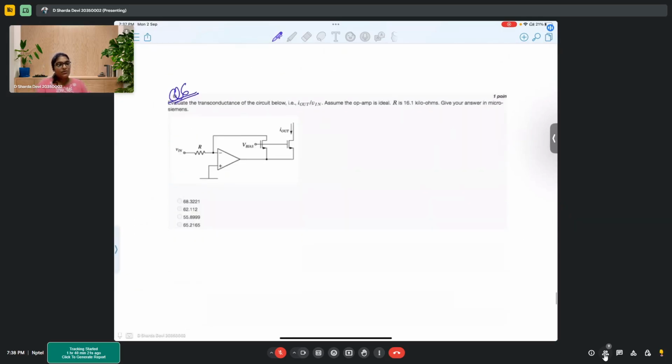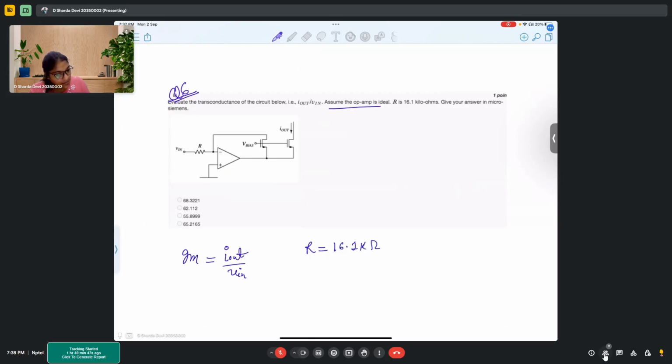So in this problem, you have to evaluate the transconductance. Transconductance is Gn. It is already given: it is I out by Vn of the transistor. Assume the op-amp is ideal and R is 16.1 kilo ohms. Give your answers in microsiemens. Okay. So first of all, what do we mean by the op-amp being ideal? So this is your op-amp.